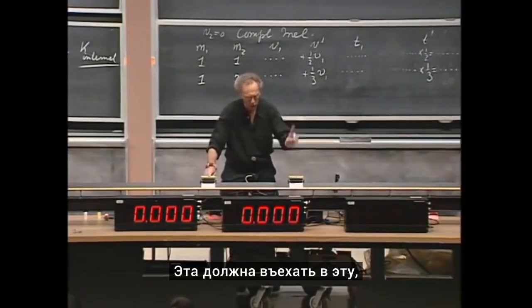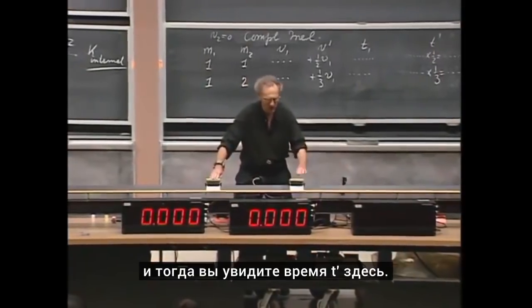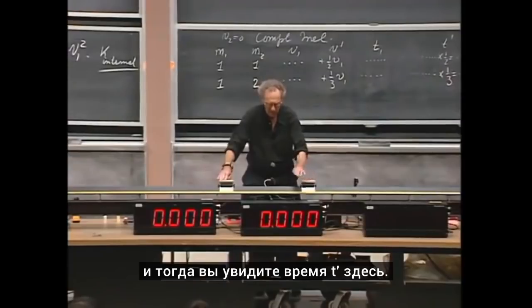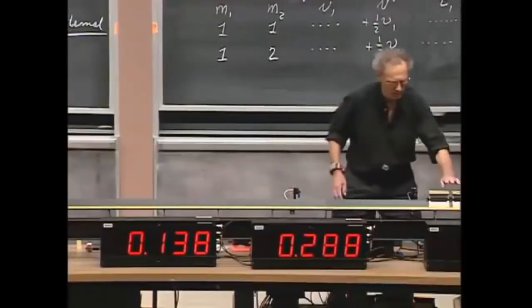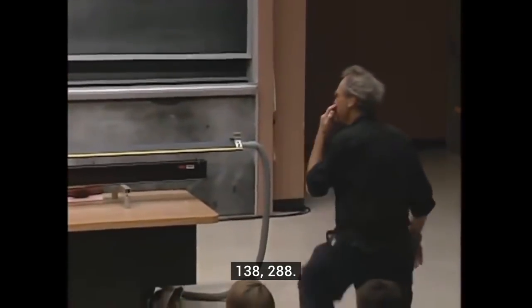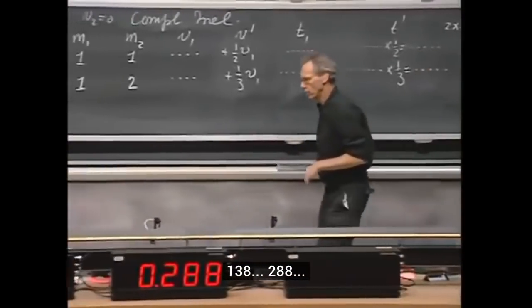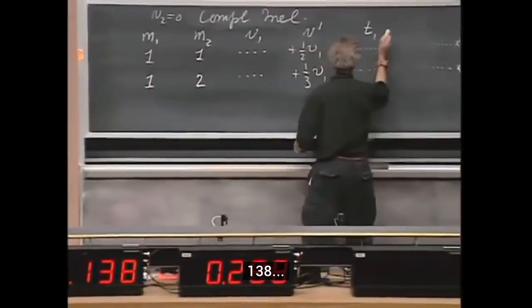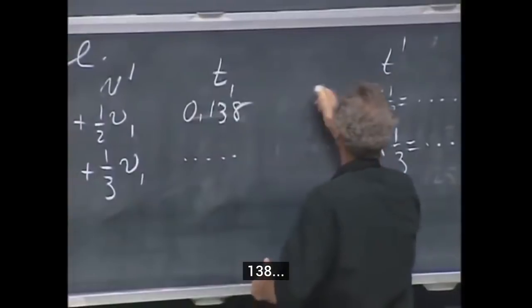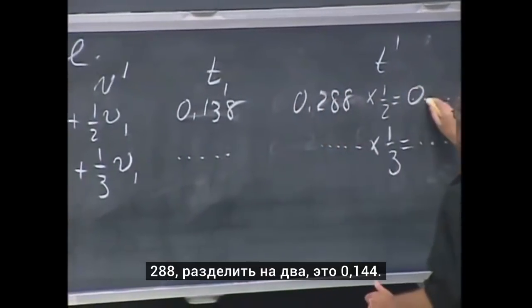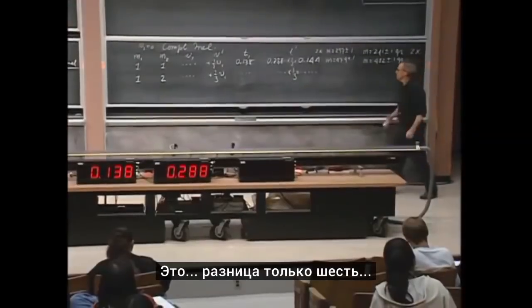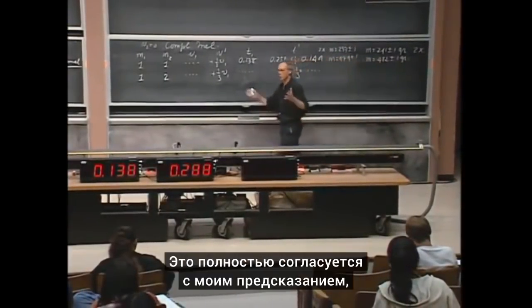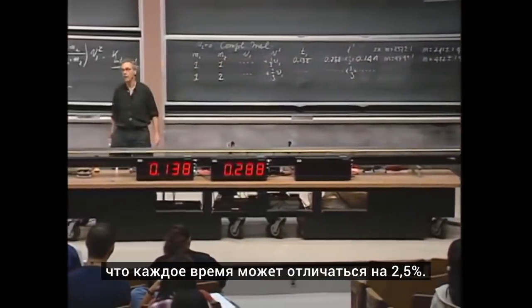Okay, you ready? This one is going to plow into this one. They merge and they continue. And then you'll see the time T prime here. There we go. Ready? All right. What do we see? 138, 288. 138, 288. Divide this by 2 is 0.144. That is, the difference is only 6. And that is only 4% off. That's completely within my prediction that each time could be off by 2.5%.